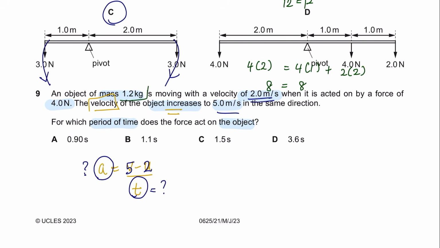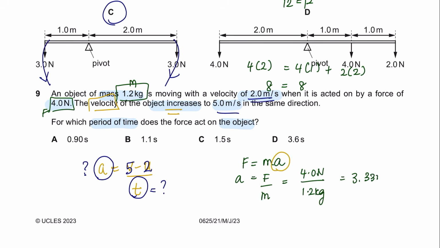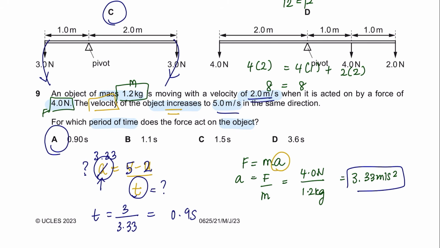The question has given us mass and force. So we can use the formula force equals mass times acceleration to obtain our acceleration, which is 3.33 meters per second squared. Now we can substitute this value into our acceleration formula. So the time here is 3 over 3.33 meters per second squared, giving us 0.9 seconds. So the answer is A.